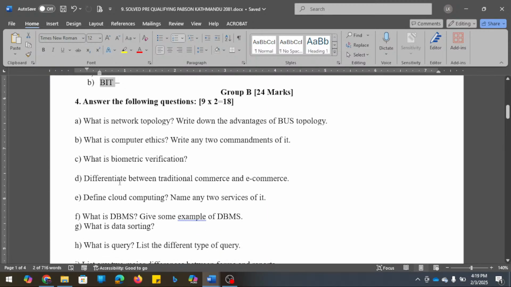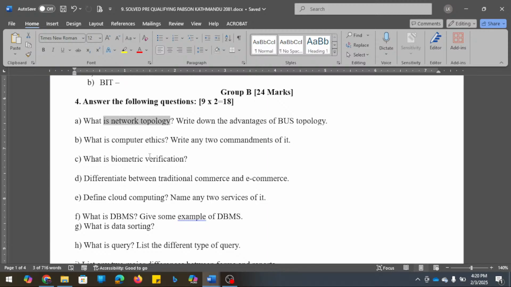Now next we have 2 mark questions where we have to write a little bit lengthy answer. What is network topology? Write down the advantages of bus topology. Network topology simply says that it is a layout of connected computers in a networking environment. Bus topology is easy to set up, does not use lengthy cables, and cost is also low. It is used in small networks where many devices are not connected.